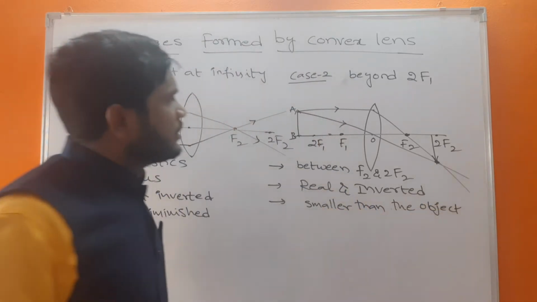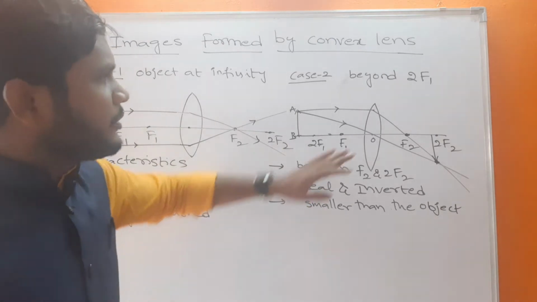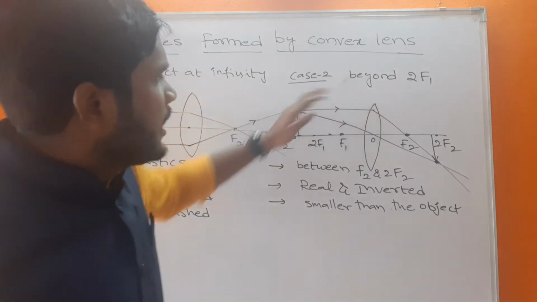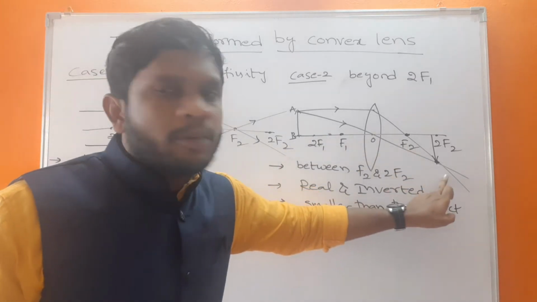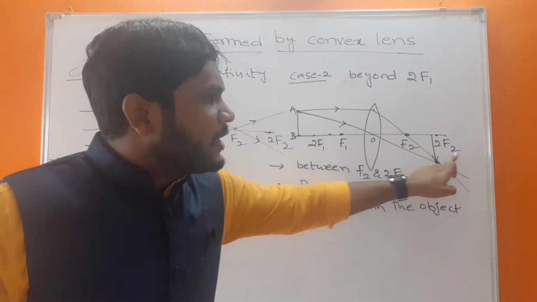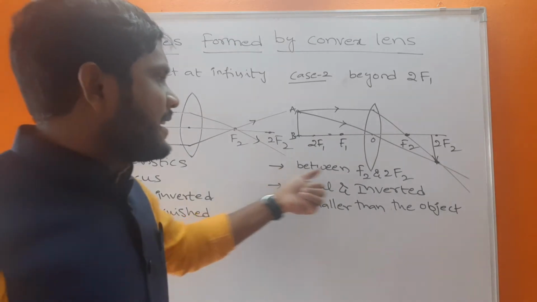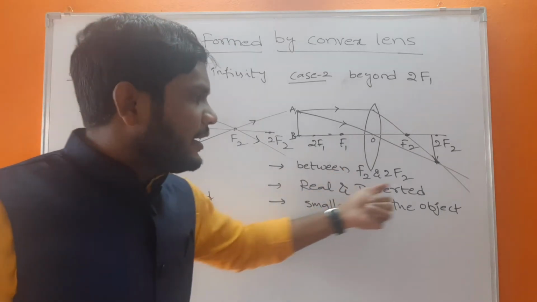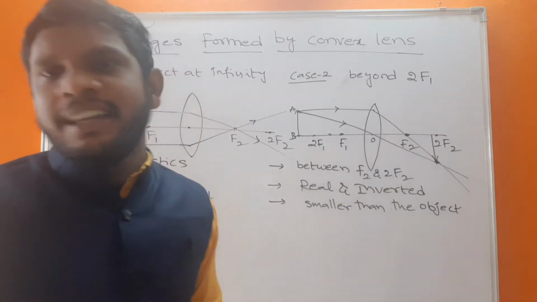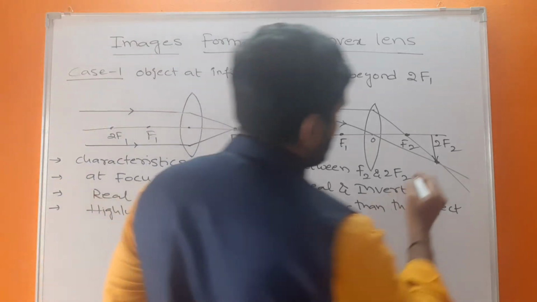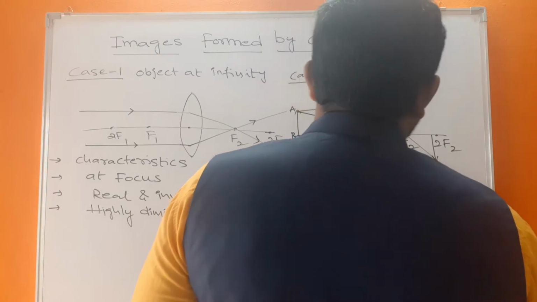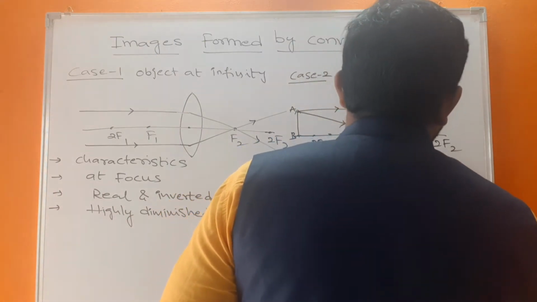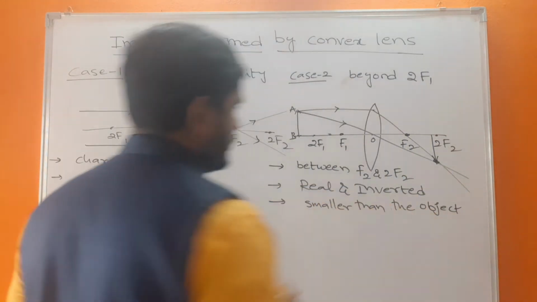So this is what we see in the second case. When the object lies behind 2F1, the image is going to be formed between F2 and 2F2. The characteristics are real and inverted, smaller than the object. That is what we can see here.